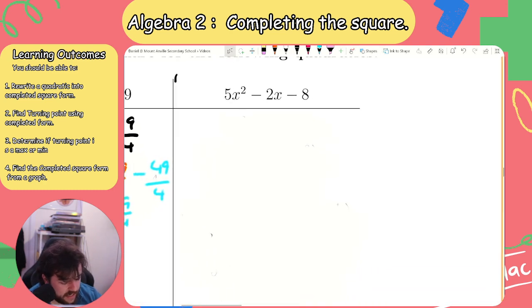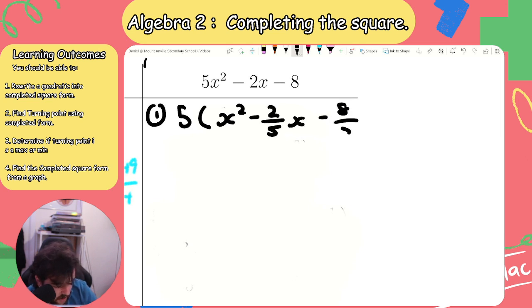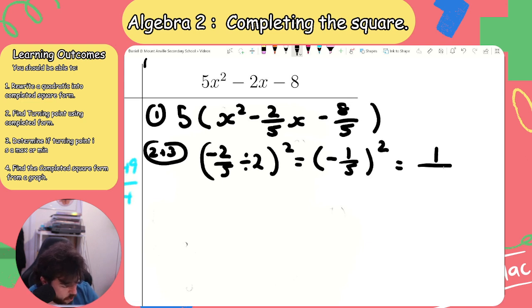Let's look at this one here. Step 1, factor out the coefficient of x squared. I'm going to have 5 times x squared minus 2 over 5 x minus 8 over 5. Next, steps 2 and 3: half the coefficient of x and square it. So minus 2 over 5 divided by 2, all squared. That is going to give me minus 1/5, all squared, which is 1/25.